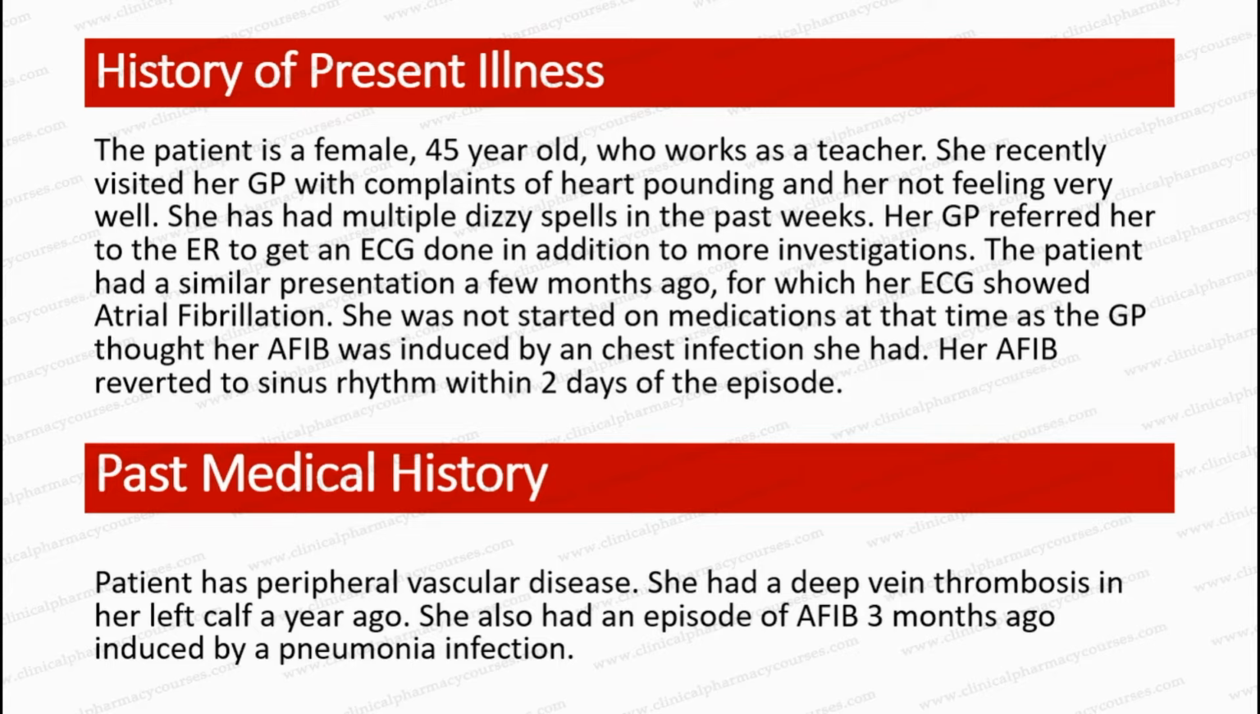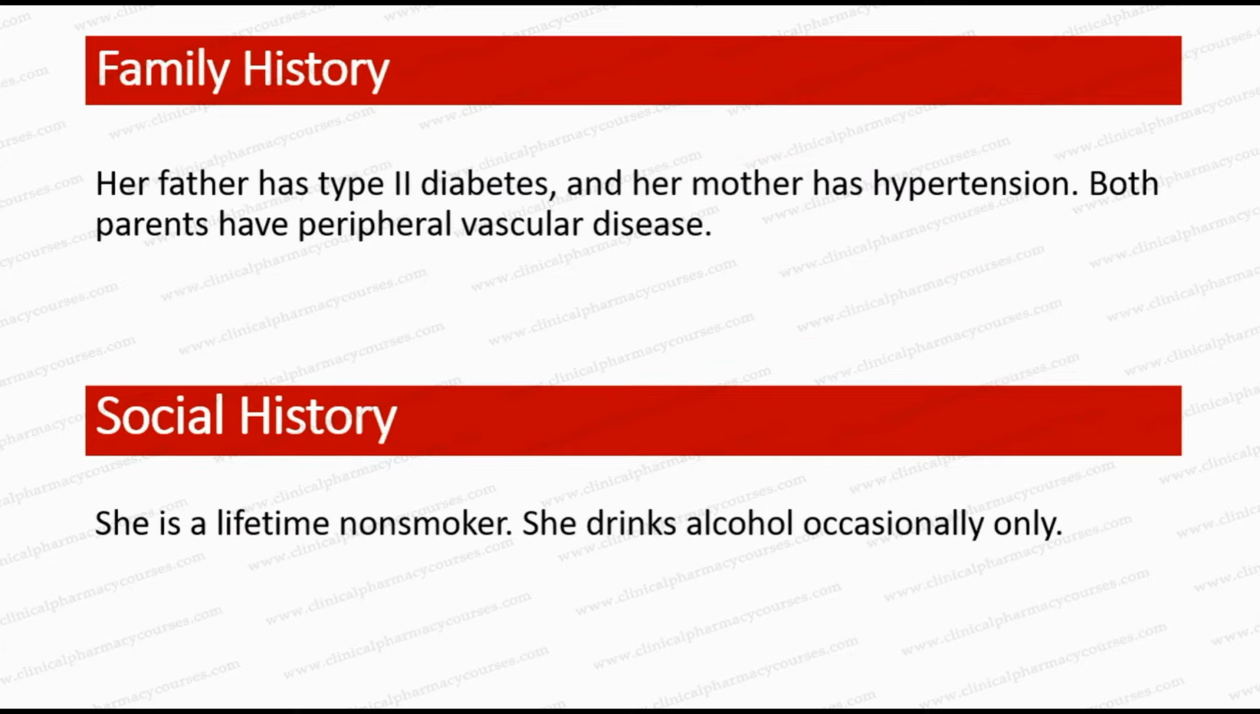Past medical history. Patient has peripheral vascular disease. She had a deep vein thrombosis in her left calf a year ago. She also had an episode of atrial fibrillation 3 months ago induced by a pneumonia infection.